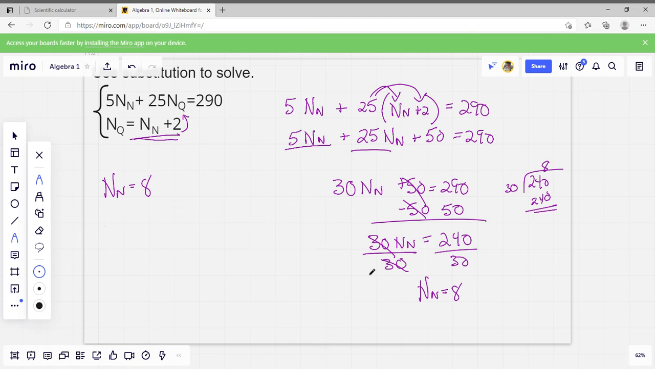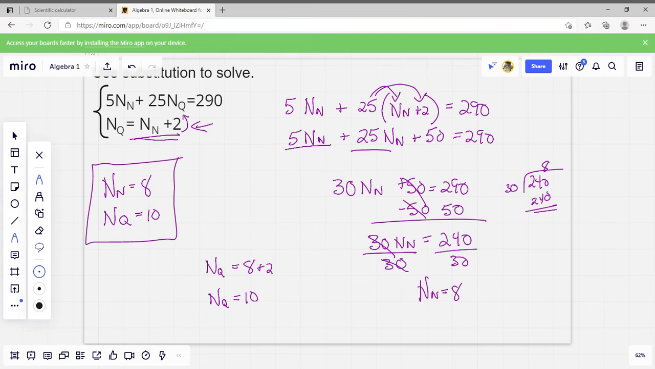Now I need my number of dimes. I mean, not dimes, quarters. Let's see. So this says that I'm just going to sub it in this bottom one here. That looks like the easiest. So my number of quarters equals the number of nickels, which is 8, plus 2. So my number of quarters is going to be 10. Pretty easy, just like equations that we've been solving with the system of equations.